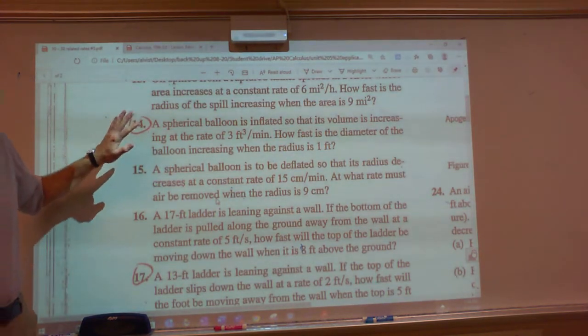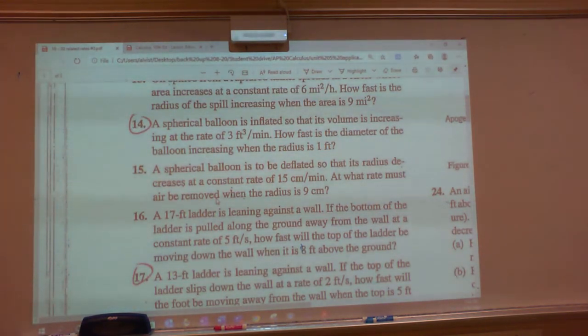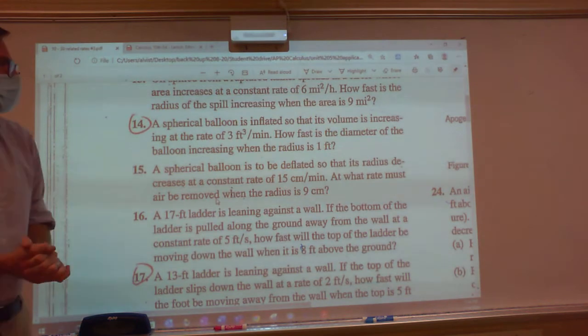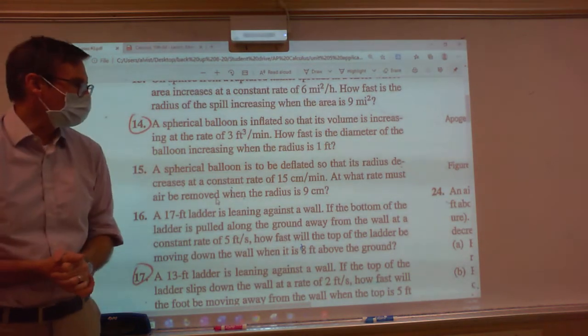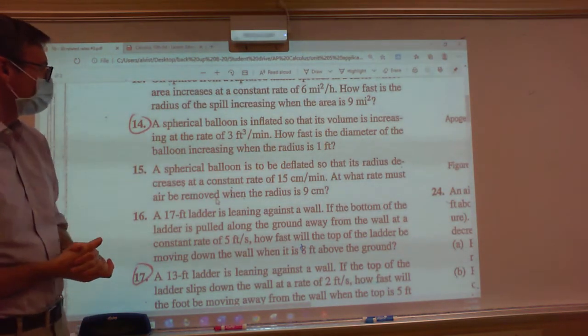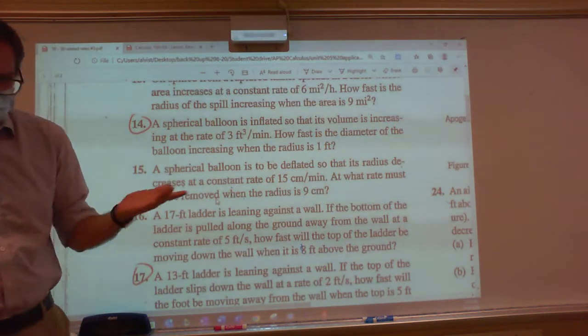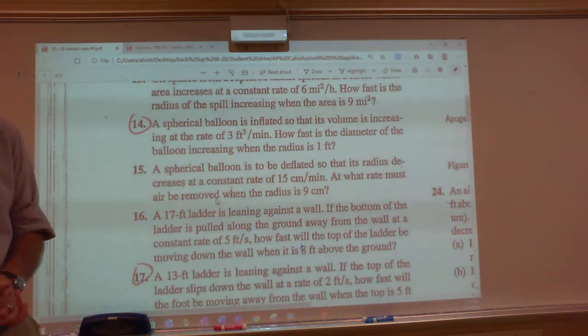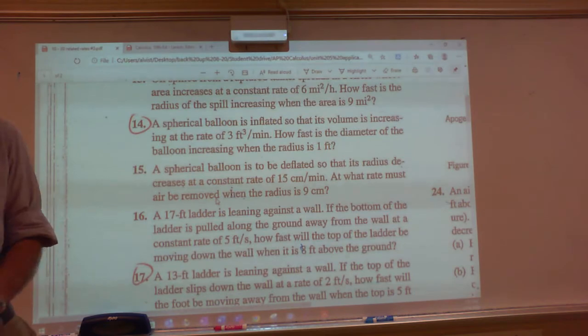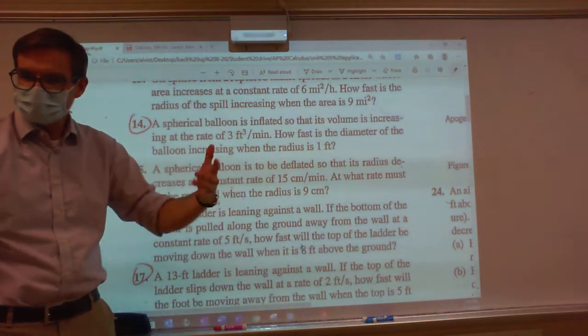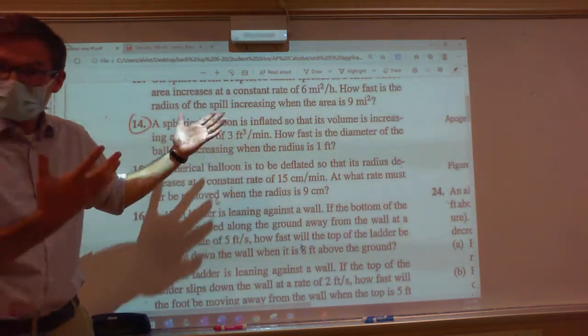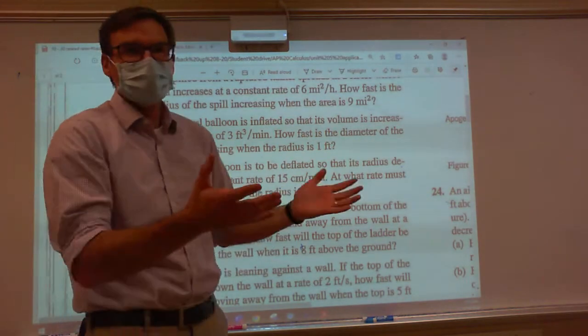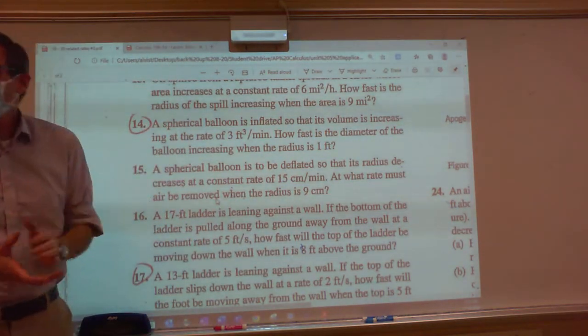Problem 14 says a spherical balloon is inflated so that its volume is increasing at a rate of 3 cubic feet per minute. How fast is the diameter of the balloon increasing when the radius is 1 foot? How do I know it's a related rate? They always talk about how fast something is changing, and they give us rates. That's one really big clue that it's a related rate problem. And so how do you approach it?